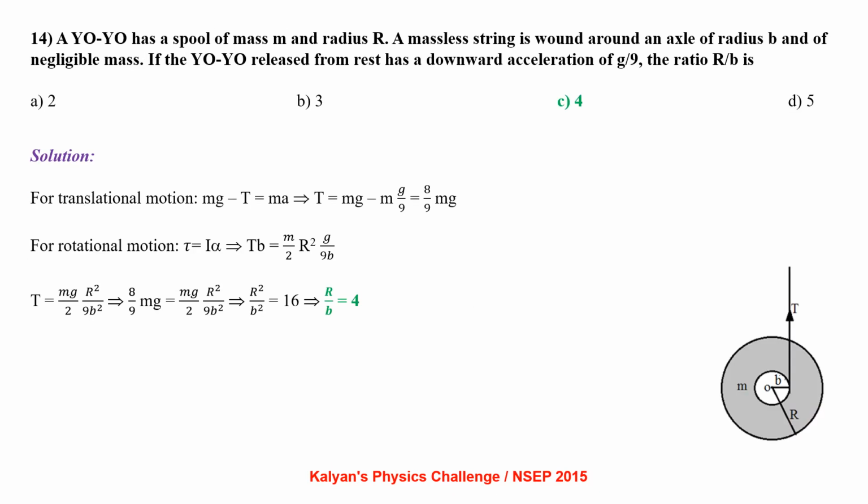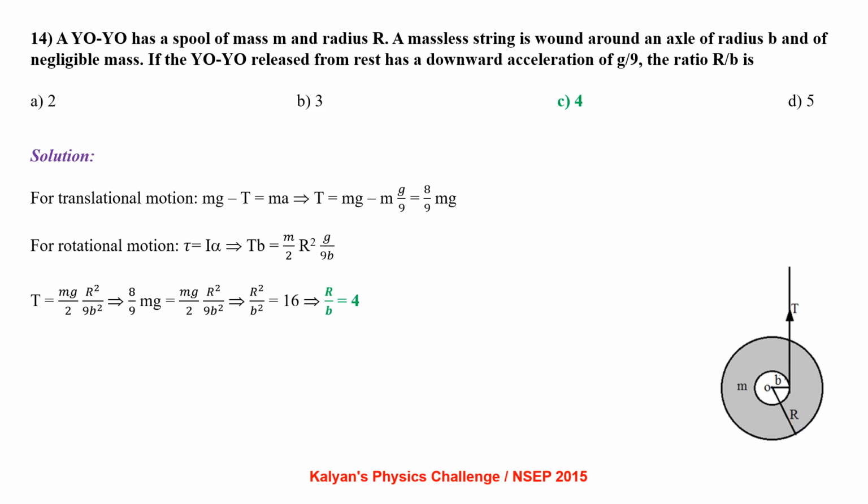A yo-yo has a spool of mass m and radius r. A massless string is wound around an axle of radius b and of negligible mass. If the yo-yo released from rest has a downward acceleration of g by 9, the ratio r by b is.